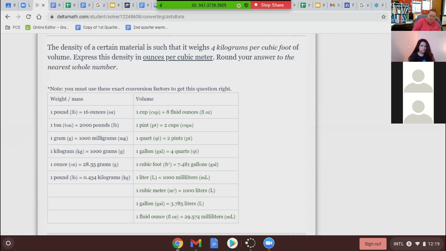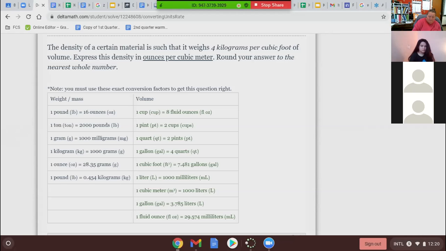So our next fraction, we're going to get rid of the cubic feet, so it's going to be 1 cubic foot on top, and then you'd have your 7.481 gallons. Okay, so now we have gallons, we need to go gallons to liters. That would be 1 gallon is 3.785 liters. Then we can go from liters to cubic meters.